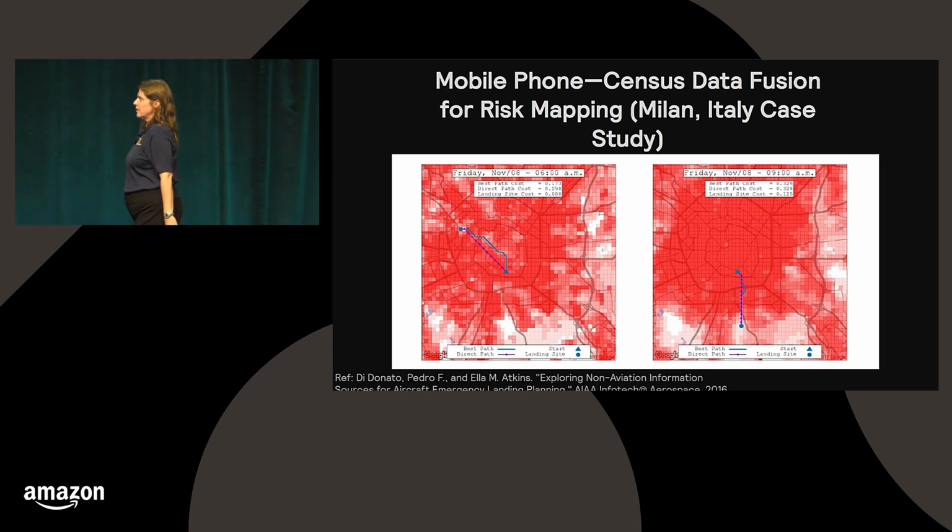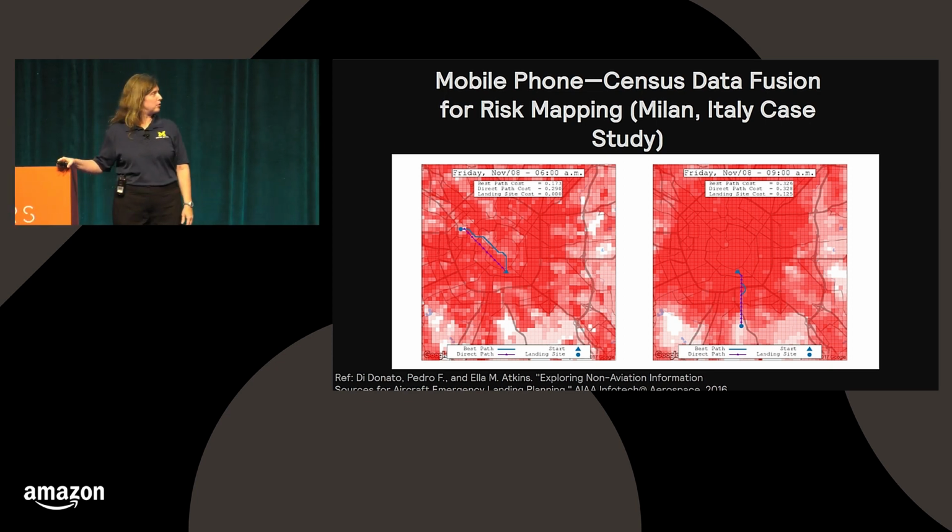This is an example of a heat map of population. This is in Milan, Italy. The reason we used that is that there was a competition data set of call detail reports that was available to use. So what you see here is how the population changes as the day goes by.